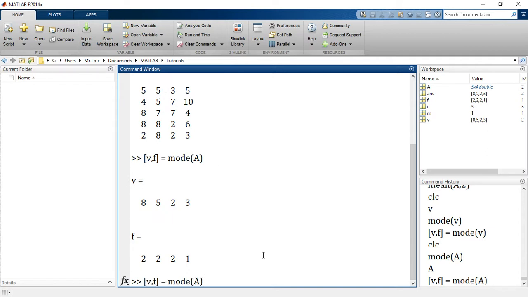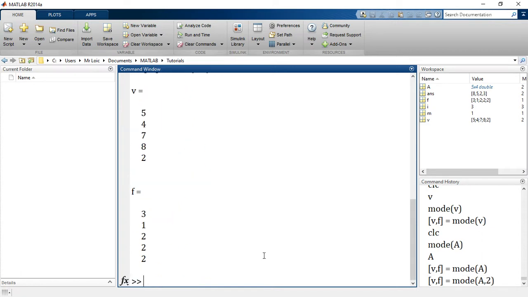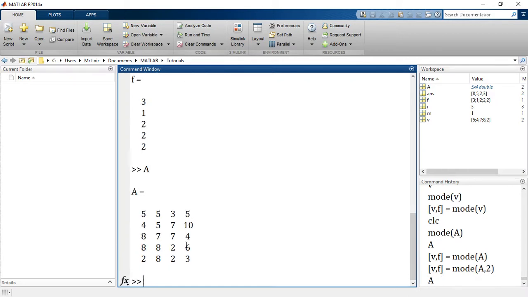If you want to do it per row, all you need to do is just indicate the dimension 2, and you are good to go. In this case 5 here occurs 3 times. You see that? 3 times. And then here, what will it be? It will be 4, because it's the minimum and all of them occur once, and the answer here 4. You just follow the principle right to the end.